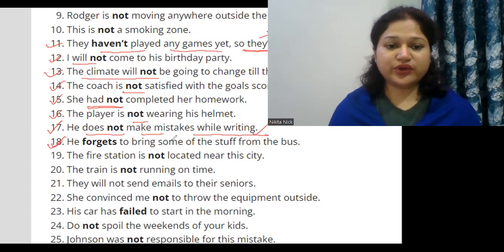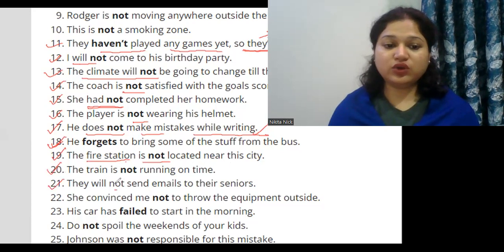He forgets to bring some of the stuff from the bus. Number 19, the fire station is not located near the city. If it would be located, then we would say that the fire station is located near the city. Number 20, the train is not running on time.